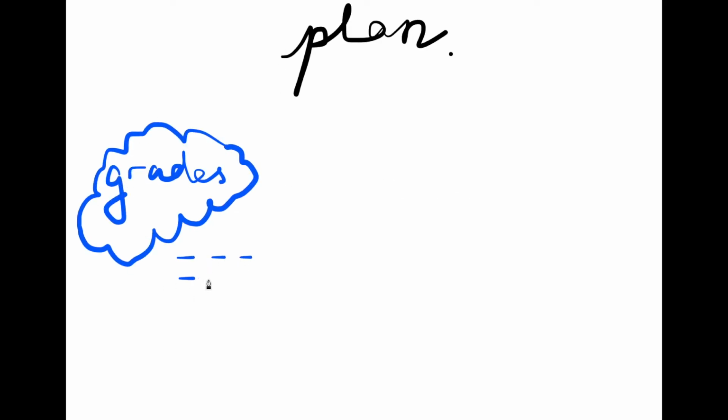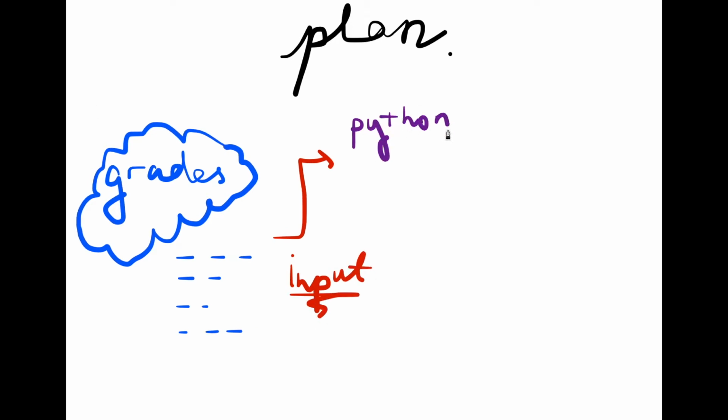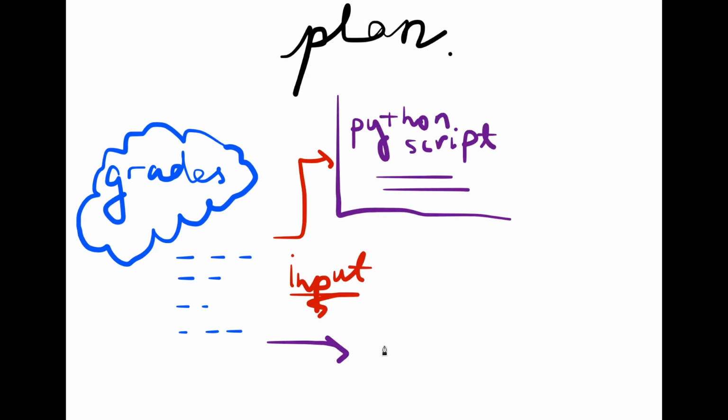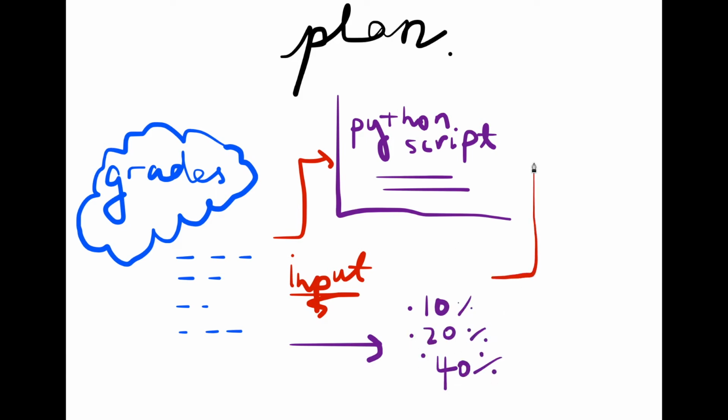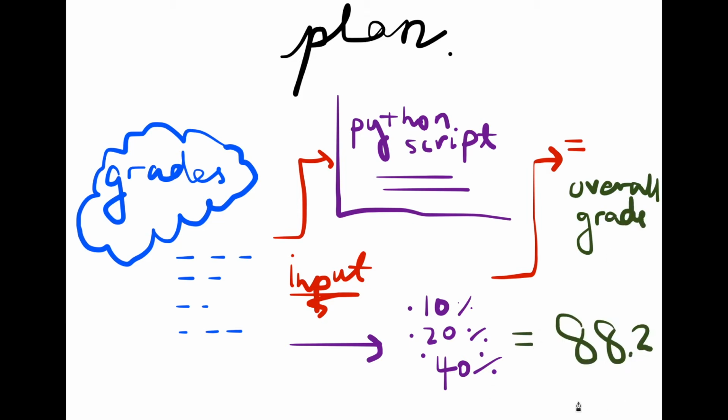So you have your grades, you input in your grades via categories, so quizzes, projects, assignments, exams, etc. And the Python script essentially processes these inputs and gives you an output. And so it calculates the weighted averages and it gives you the overall grade. So let's say 88.2% or something like that. So that's our process and our plan, and let's get started.